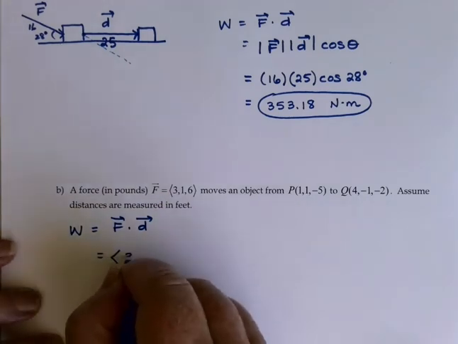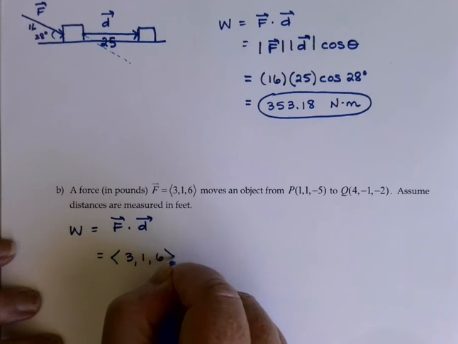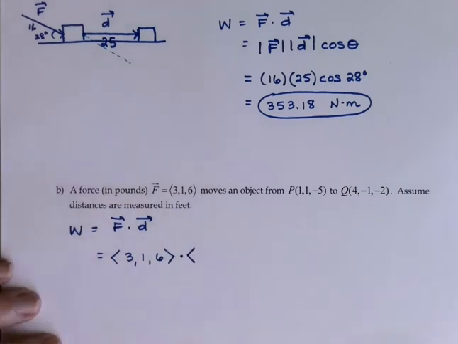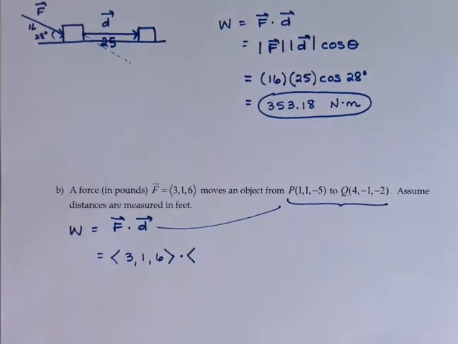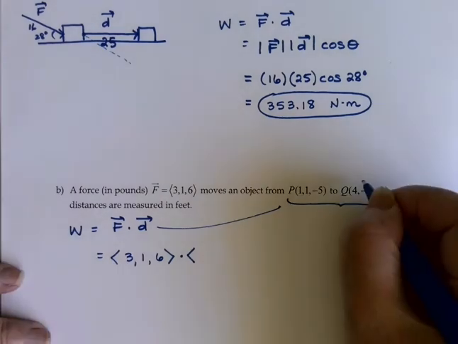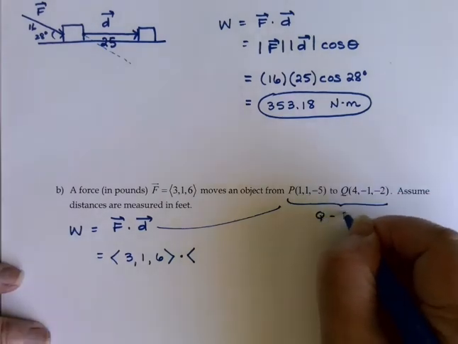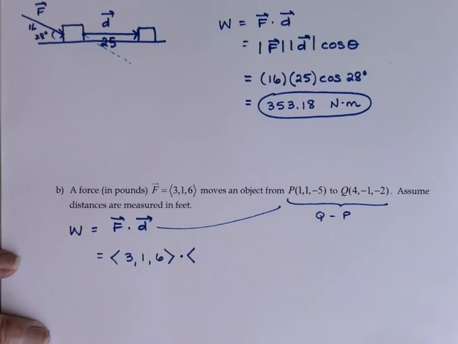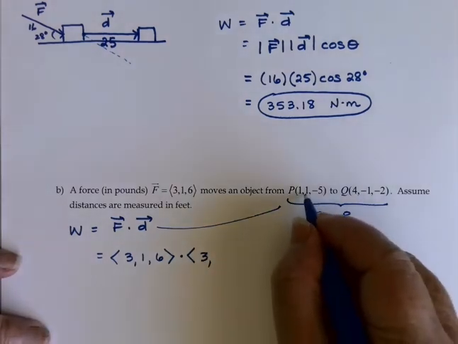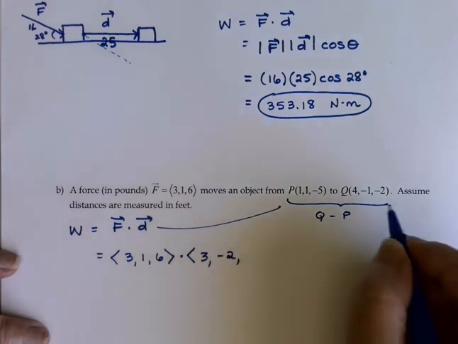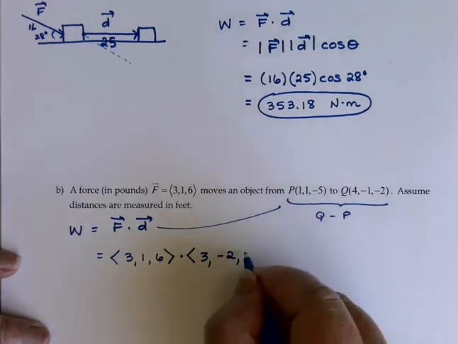We already have F. It's 3, 1, 6. And to get D, we just need to turn that information into a vector. Terminal minus initial, right? So Q minus P to get D. 4 minus 1 is 3. Negative 1 minus 1 is negative 2. And negative 2 plus 5 would be 3.